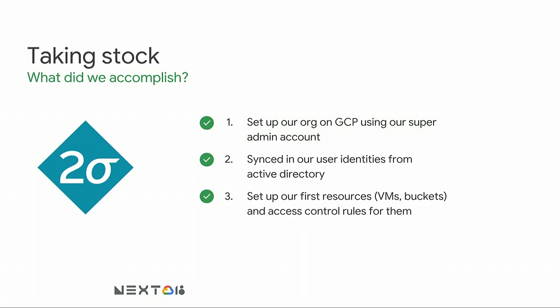So I'll give it back to Jacques to tell us what we've done so far. So what did we do? We set up GCP using our super admin account. We synced our user identities using AD, and now we have that direct connectivity there. And we set up our first resources. We now have VMs, we have buckets, and we have the raw access control rules for them.